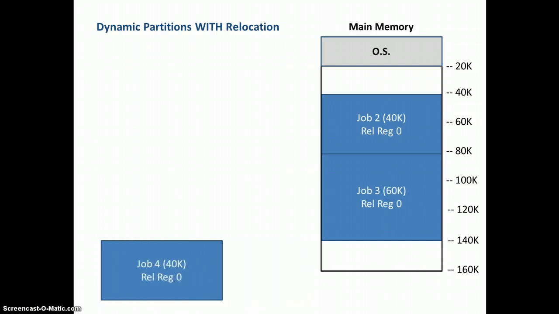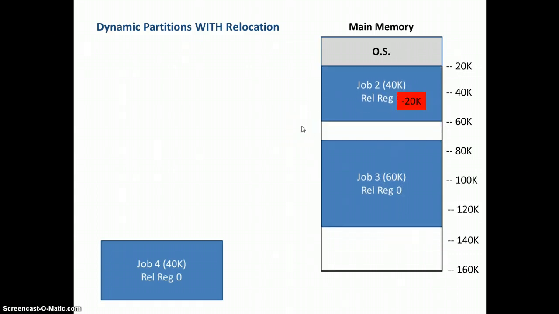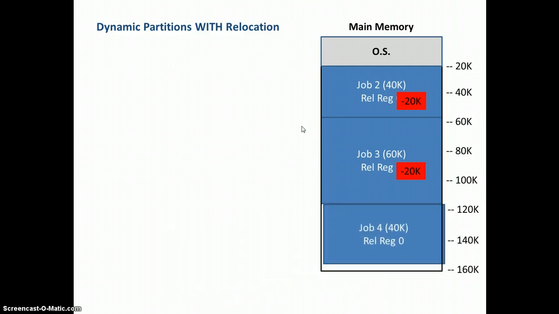This is where we need to then relocate. In other words, we need to take job 2 and move it up. We need to move it back 20K. We need to take job 3 and also move it back 20K. So job 2 moves up, and then its relocation register is set to minus 20K. Job 3 moves up, its relocation register is set to minus 20K.